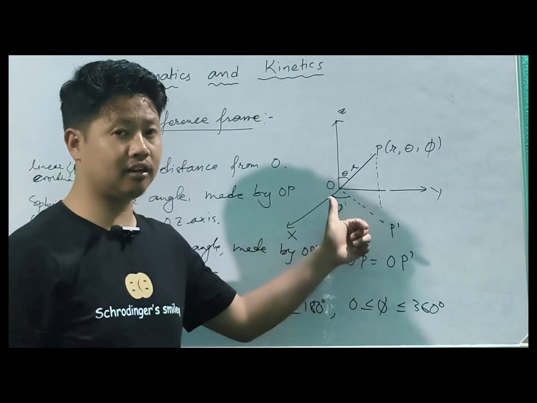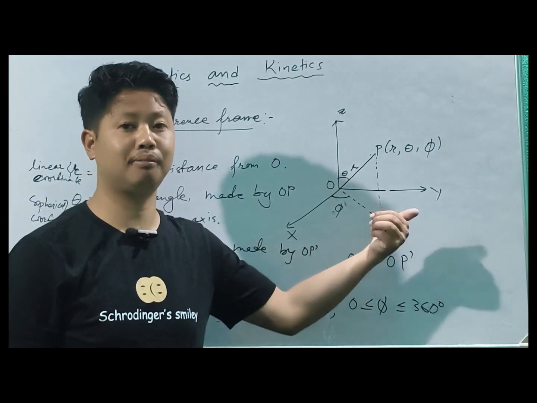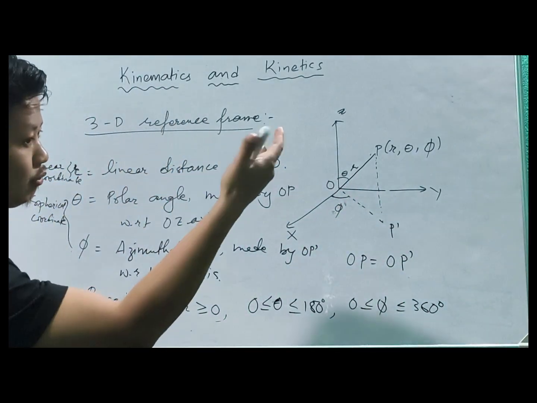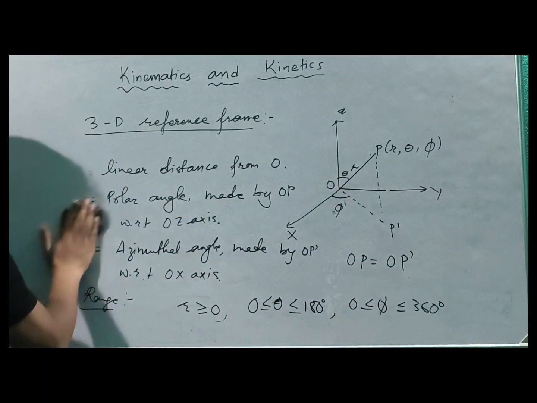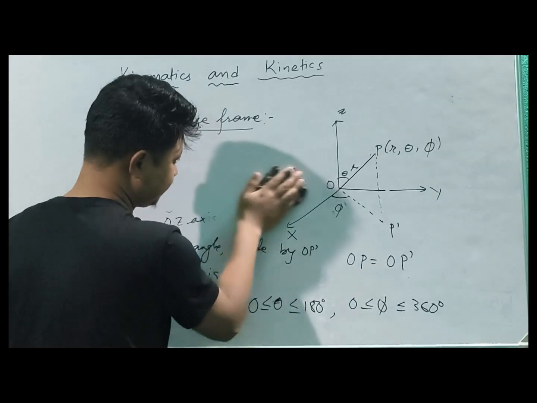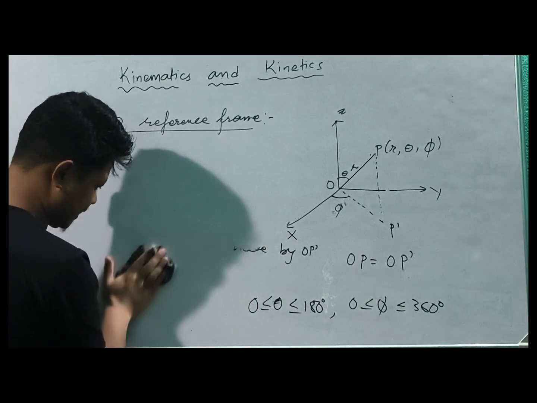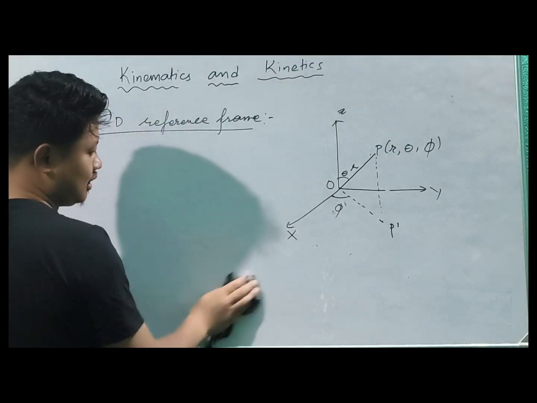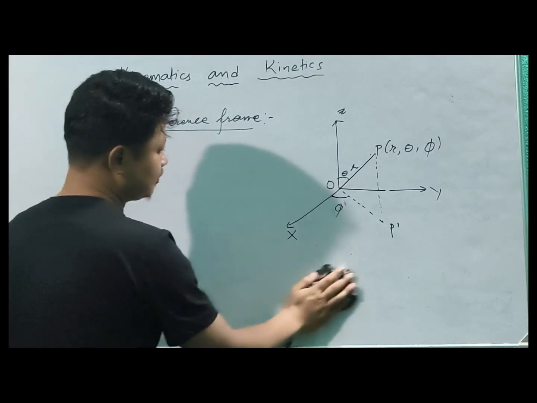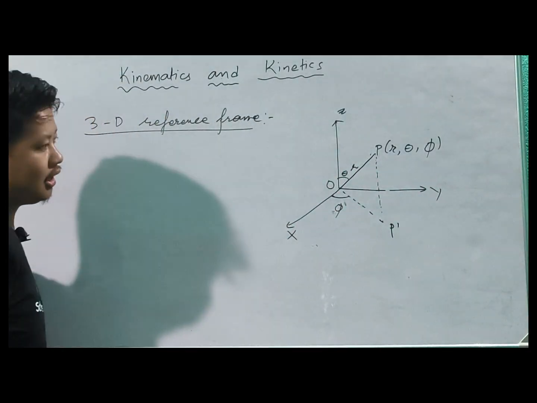And then phi, the azimuthal angle, you can also rotate by 360 degrees, one complete rotation. Understood? Okay.